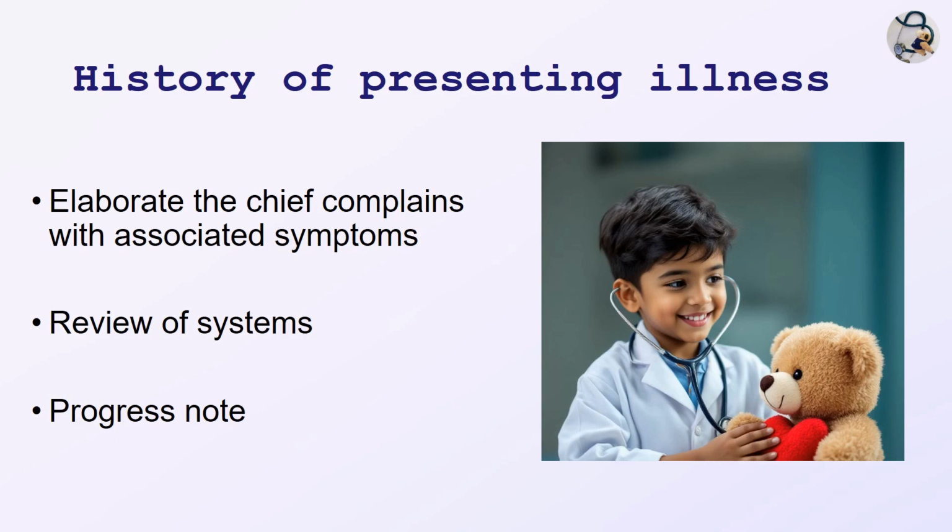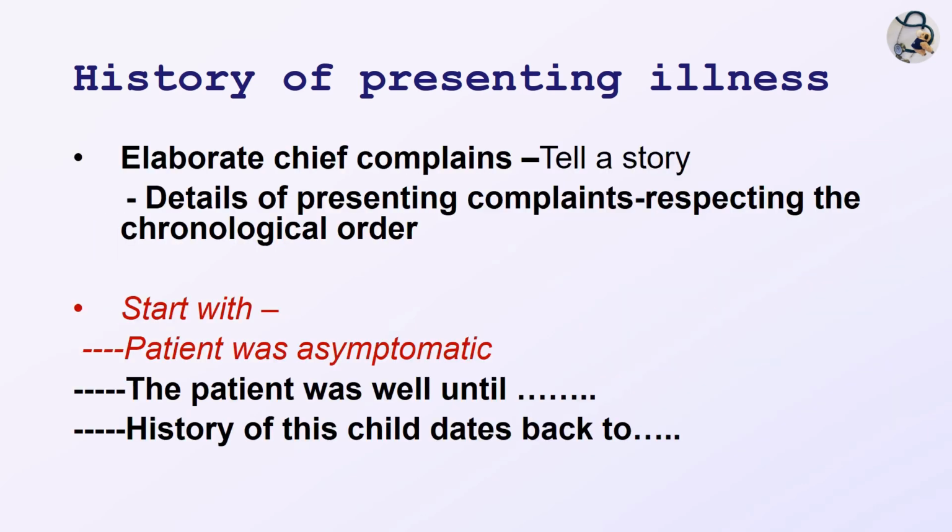So once you take history of presenting illness, suppose the complaint is fever and cough, then first you should elaborate the chief complaints with the associated symptoms. Then second step in the history of presenting illness, you review the systems, the points which were not mentioned in the complaints. Then you write a progress note. That means progression of this illness in short. So these are the 3 points you have to focus on when you are taking history of presenting illness. So we start with elaborating the chief complaints.